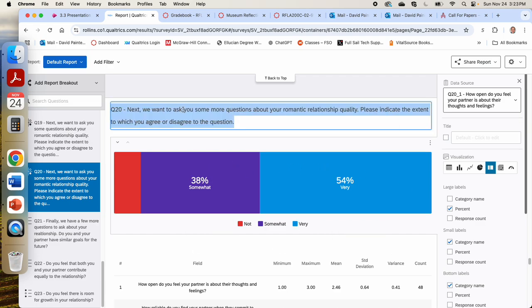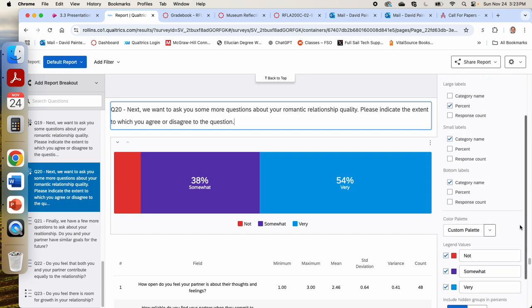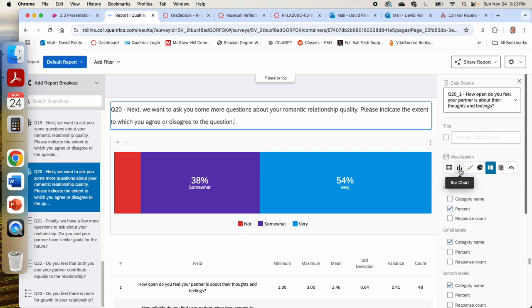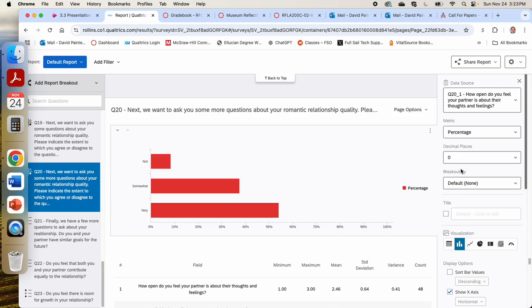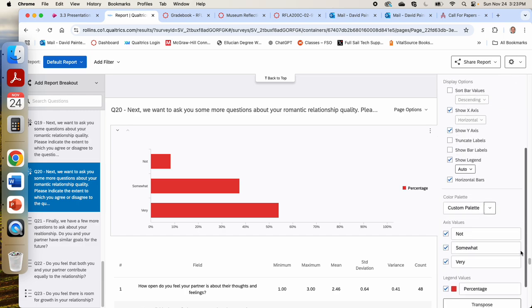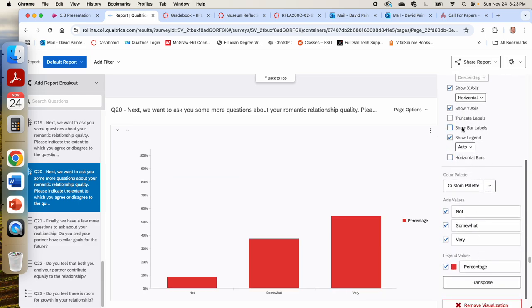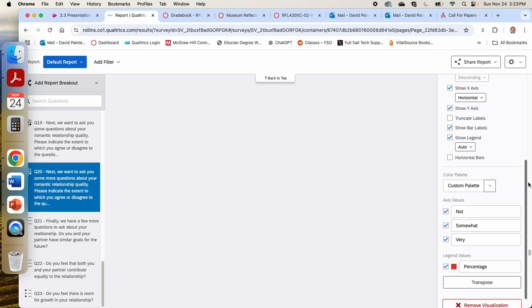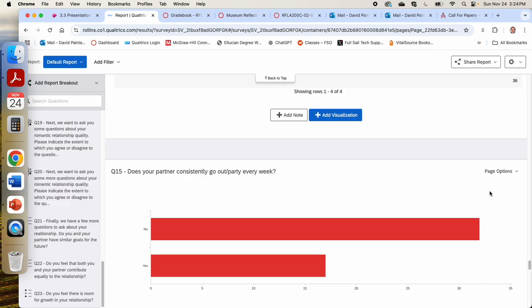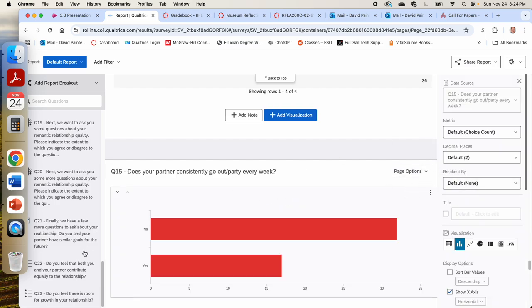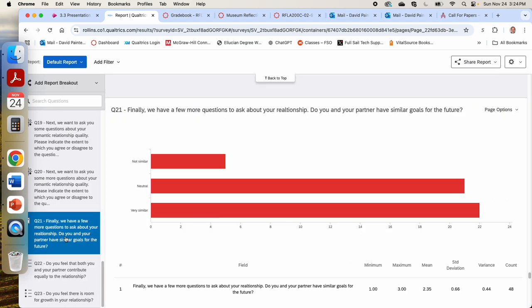Now we want to ask you, please indicate the extent to which, how open, so up here under data source, how open do you feel your partner is about their thoughts and feelings? Now, what I can do that's interesting here is that I can come back to, can't do it with this kind of a bar, but with a pie chart or with the bar chart like this, I can get rid of the horizontal bars, show bar labels, and then sometimes this column will disappear on you. You have to be careful. Okay, so we're going to come back here.